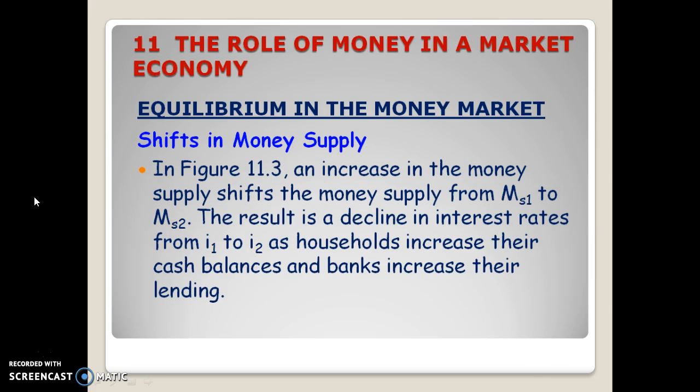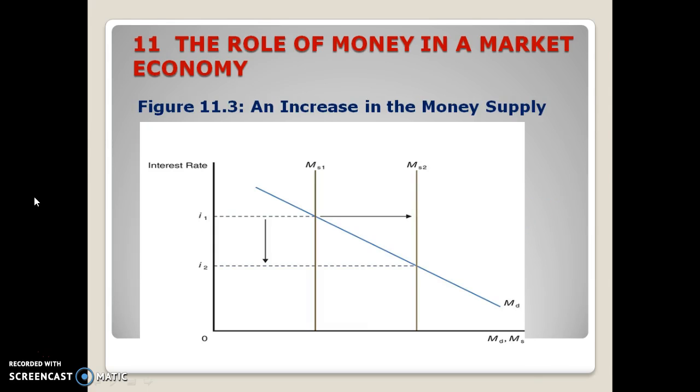Now, when we look at the money supply, we're going to look at shifts in the money supply and figure out why the money supply shifts. There are a couple of different reasons why the money supply shifts. If you notice the increase in the money supply right here, you'll notice that interest rates decrease in this example. So an increase in the money supply, more money being injected into the economy, causes lower interest rates.